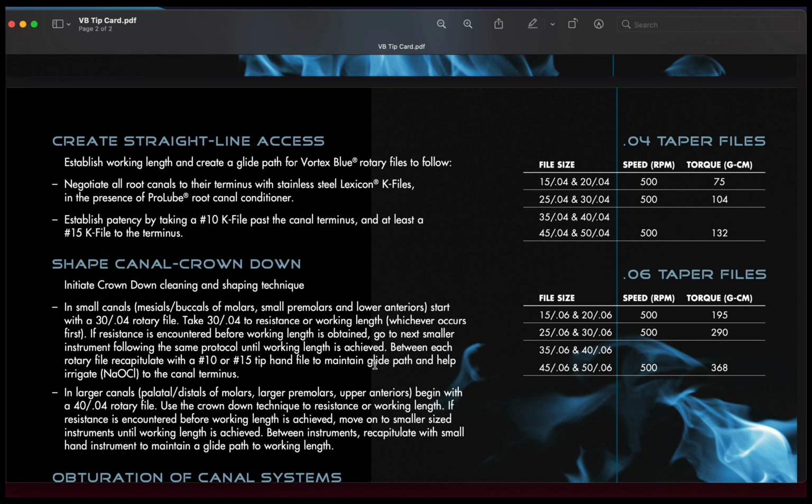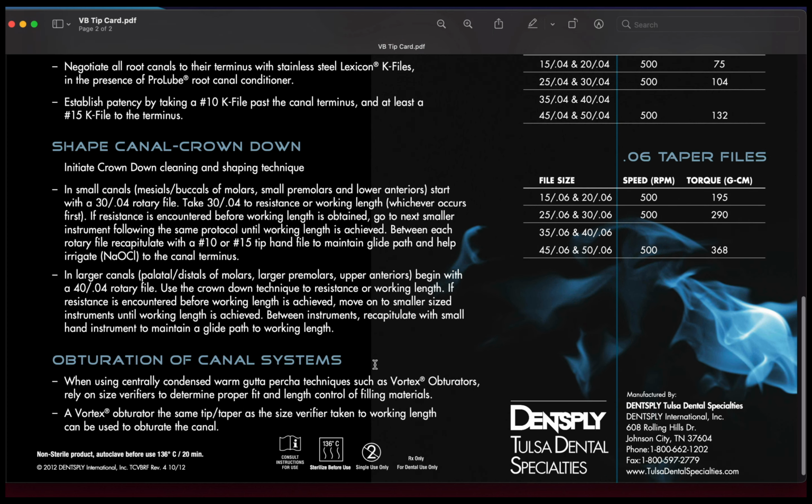I know we as dentists sometimes are a little bit lazy about following manufacturer instructions, but you want to make sure that you follow the instructions closely, because doing so is going to lessen the chance that you will separate a file, because the values are specific to the metallurgy of the file itself.